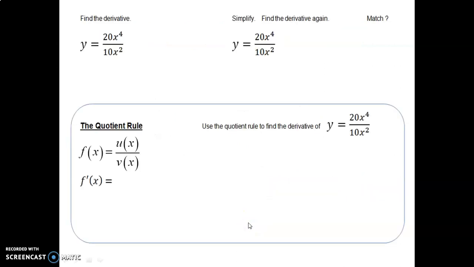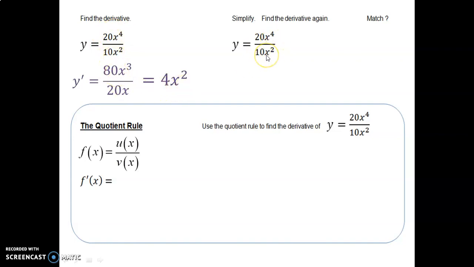Okay, now let's do another little investigation. Now we're going to look at quotients. What happens when we have functions being divided? So again, let's find a derivative of this one. And the derivative here can be found by taking power rule on top and power rule on bottom. So please do that. Okay, power rule on top gives us this, 80x cubed. Power rule on the bottom gives us 20x. This can be simplified. 80 divided by 20 is 4, and x cubed divided by x is x squared. So here's our derivative if we applied power rule on top and bottom.